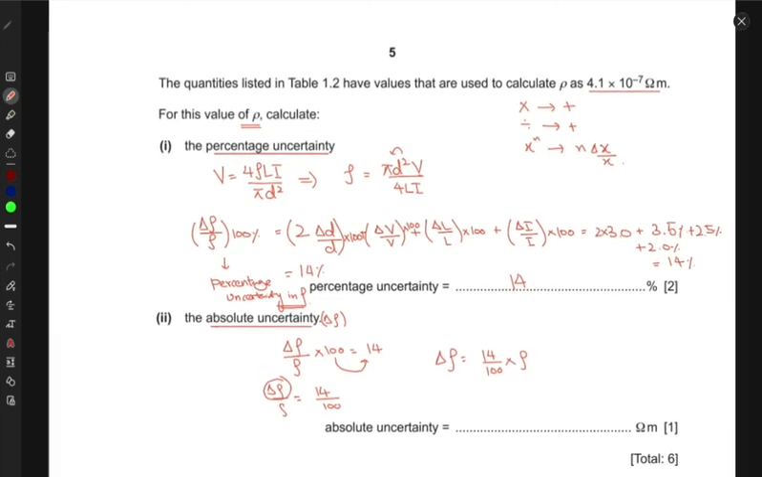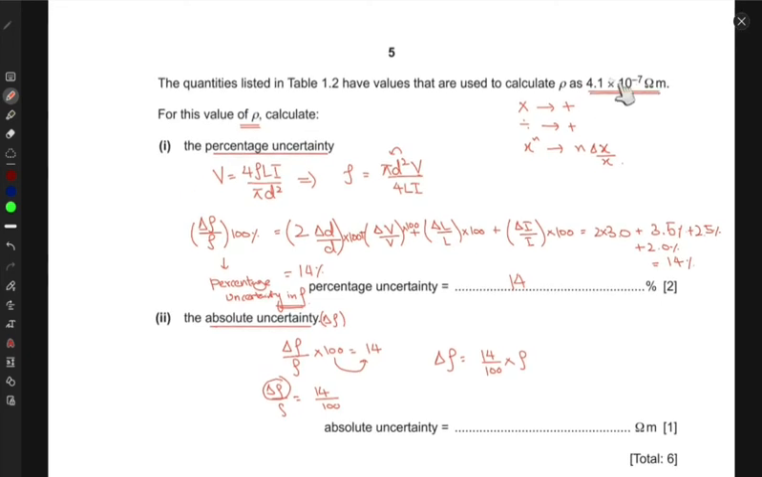But what is rho? It is given over here, 4.1 into 10 raised to power minus 7. So I can replace that with 4.1 into 10 raised to power minus 7 ohm meter. And then you do the math, and this gives you an absolute uncertainty of 6 into 10 raised to power minus 8 ohm meter. So the answer is 6 into 10 raised to power minus 8.